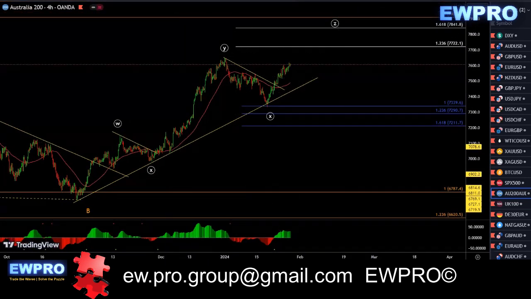We're getting this wave 5 up here on the H4. We got that WXY, X2, and we're getting this wave up. This is the first target, like I showed last week, the 123.6, and the second target's at 161.8.